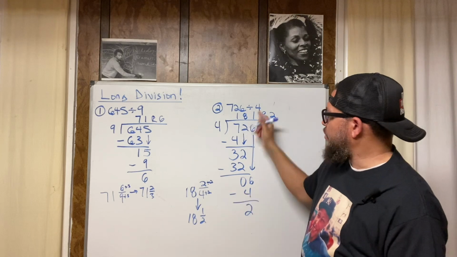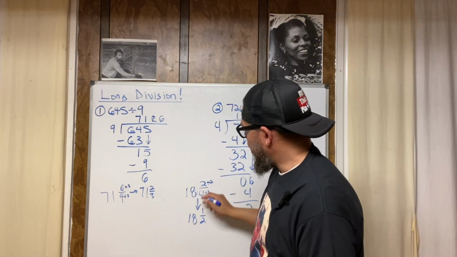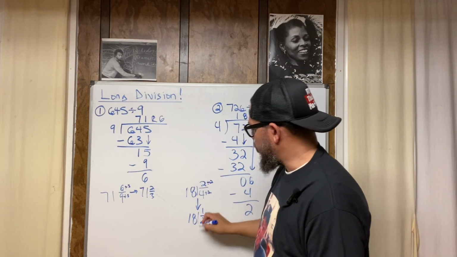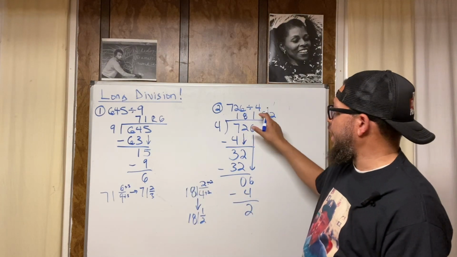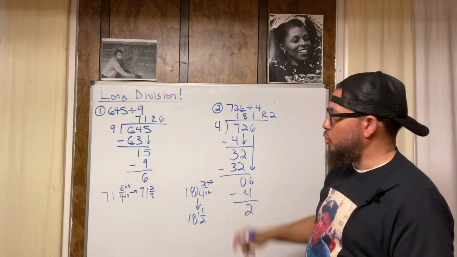181. Oh, I'm tripping. I forgot that 1. 181, not 18. I'm tripping. 181 and 2/4, which is 181 1/2, or 181 with a remainder of 2.